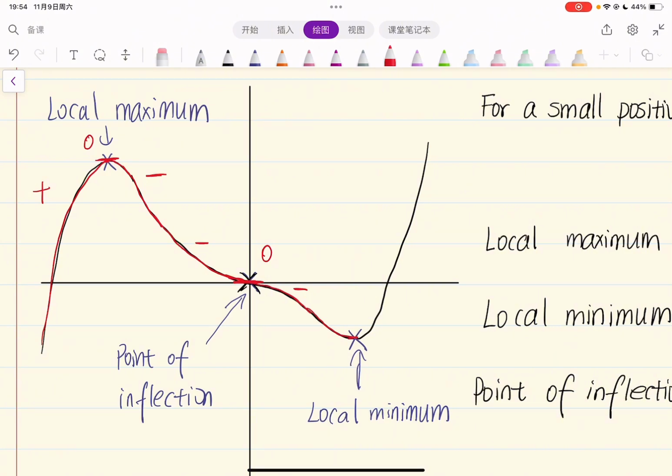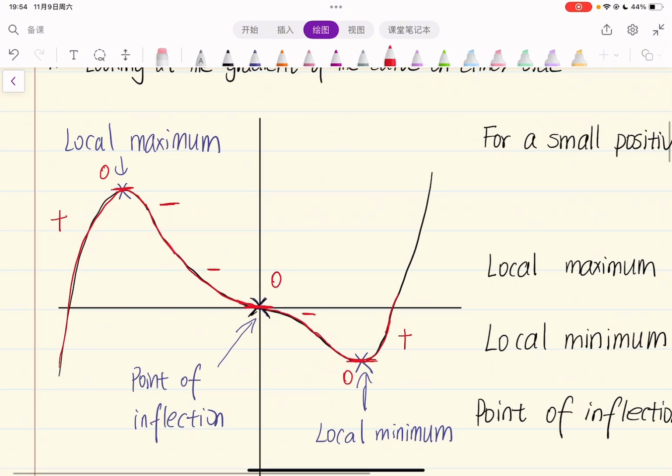So move on. We will reach the local minimum. So at this point, the gradient is 0, and then the gradient becomes positive. So we can find that at the local maximum point, the left-hand side has a positive gradient and the right-hand side has a negative gradient.